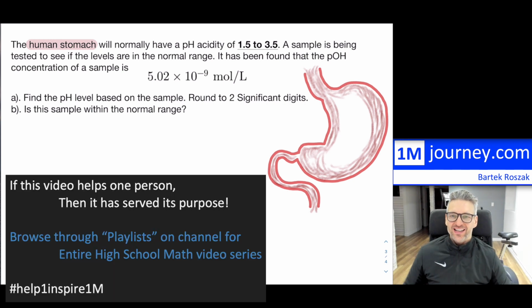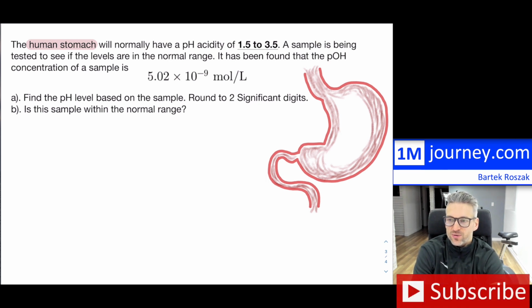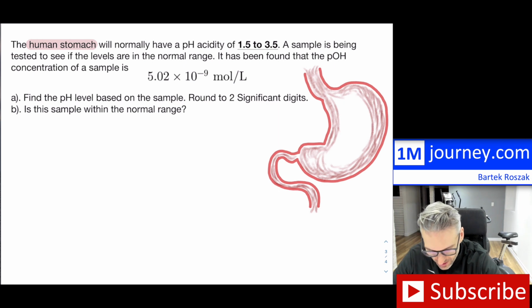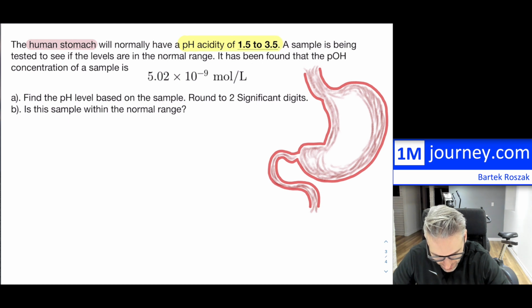Welcome back. Another example here with pH acidity. Now this one is an application to the human stomach, so what is the actual pH level? It turns out that normally the pH acidity is around 1.5 to 3.5.